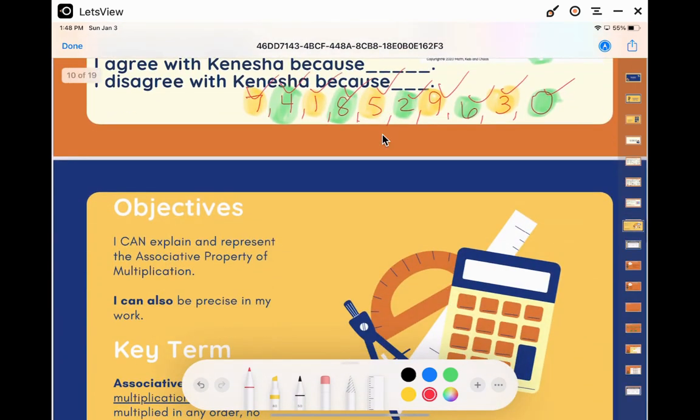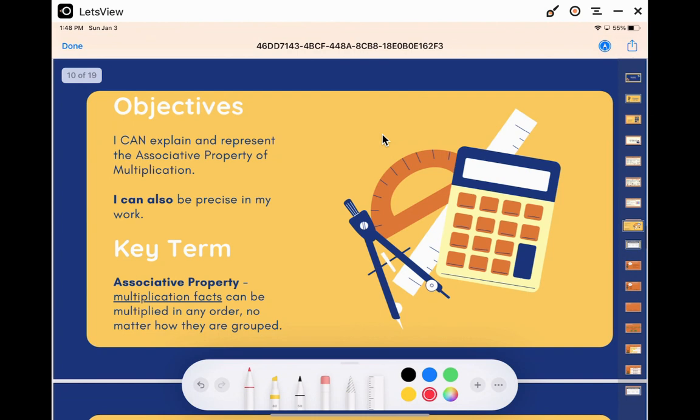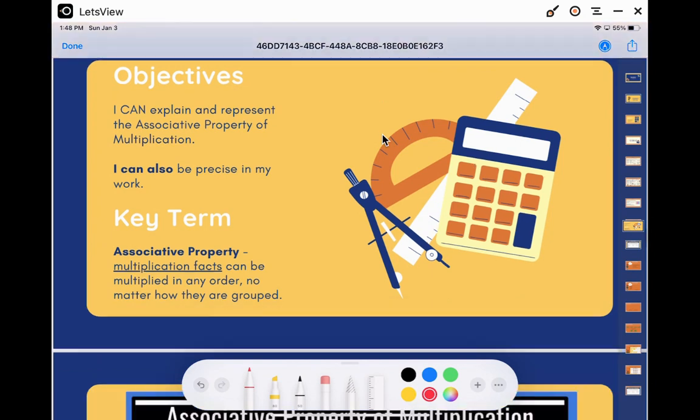Let's go ahead and jump in with today's lesson. Our objective for today is that I can explain and represent the associative property of multiplication, and I can also be precise in my work. Our key term for today is associative property. And associative property tells us that multiplication facts can be multiplied in any order, no matter how they are grouped.